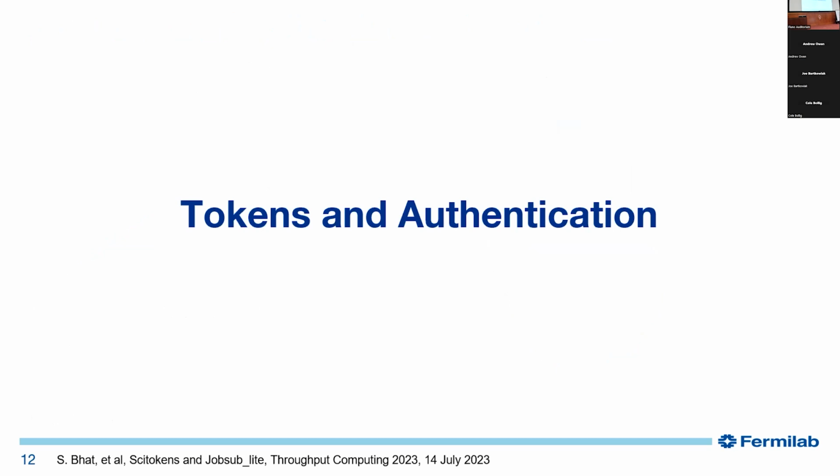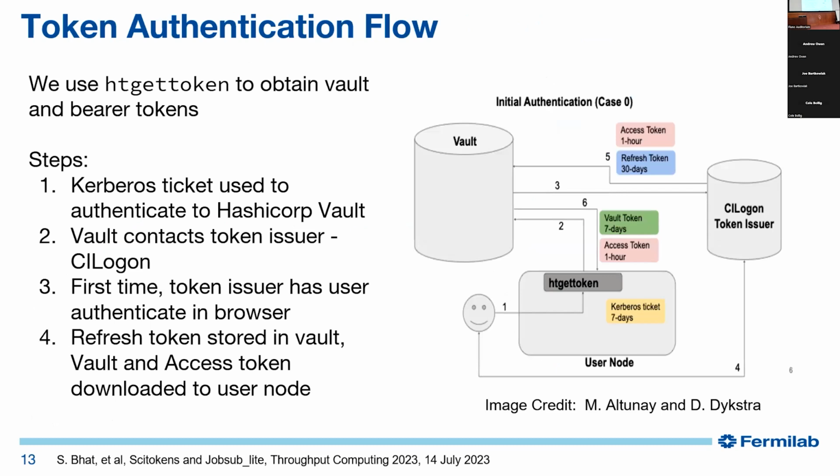So with that, let's actually talk about tokens and our authentication and authorization. This is how we do this for the 5 experiments at Fermilab. We use HTGetToken by Dave back there to obtain Vault and Bearer tokens. And the steps we do are that we very simply use the user's Kerberos ticket to authenticate to a HashiCorp Vault server. And the Vault contacts the token issuer.